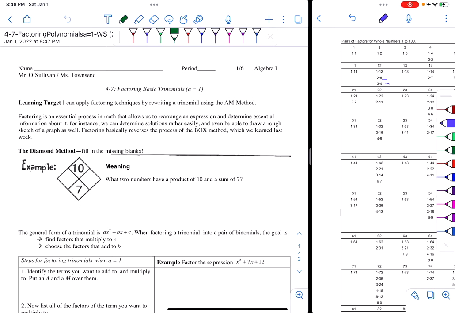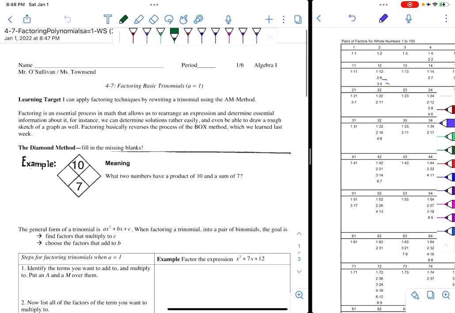So today's learning target is: I can apply factoring techniques by rewriting a trinomial using the AM method. Factoring is an essential process in Algebra 1 and Algebra 2. It just really doesn't go away. It basically allows us to rearrange an expression, and we can determine essential information about it. For instance, we can determine its solutions. We can draw a rough sketch of the graph.